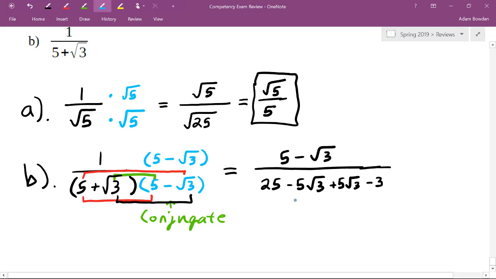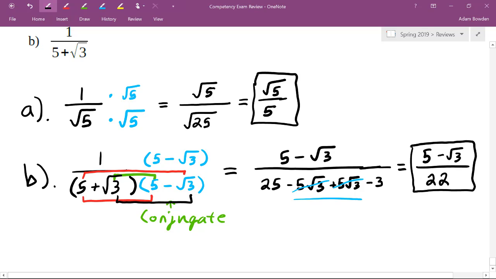Okay, well notice the things in the middle here are the same, but they're going to cancel each other out because one's positive, one's negative. And then all that's left is 25 and minus 3, and that turns into 22. And on the bottom and on the top would be 5 minus the square root of 3. So now what we've done is taken care of the denominator so that all that's down there is a number without a square root. And that time it rationalized the denominator.